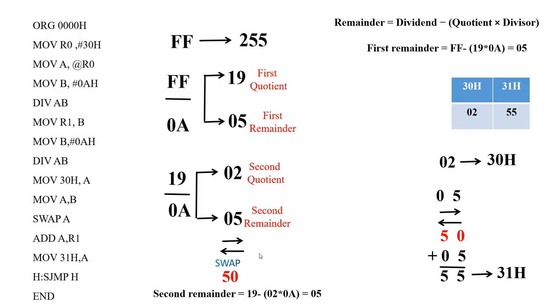Okay. So now the result, that is the addition of 50 and 5, that is 55, is presently in the accumulator. We have to move it to the next memory location, that is 31H. So we'll use the next instruction, MOV 31H comma A. When you do this, 55 will be stored at the 31H memory location, and then we will halt the program.